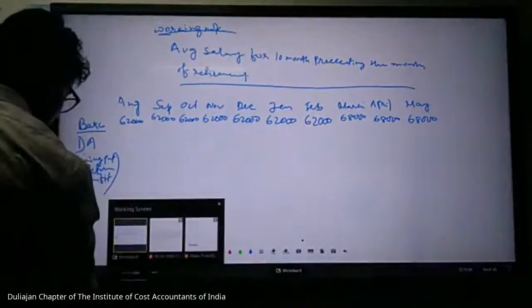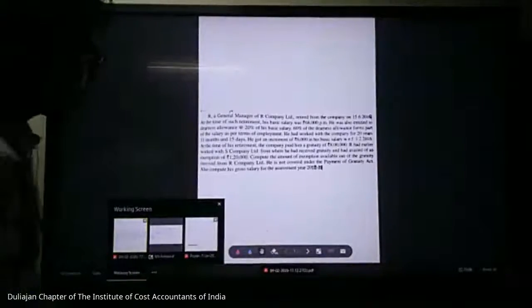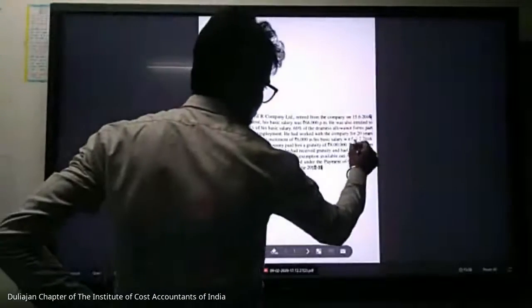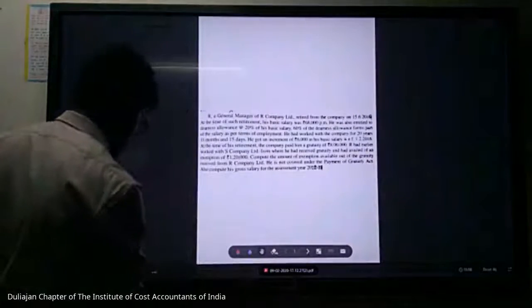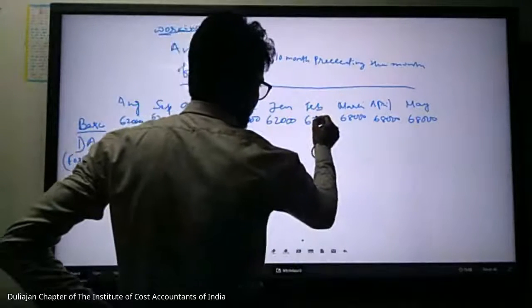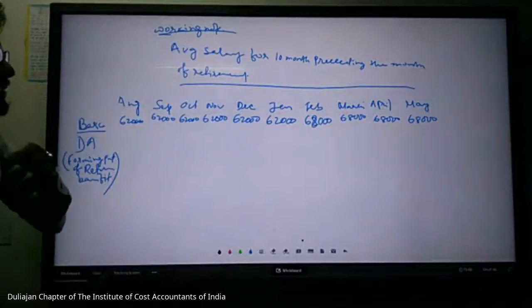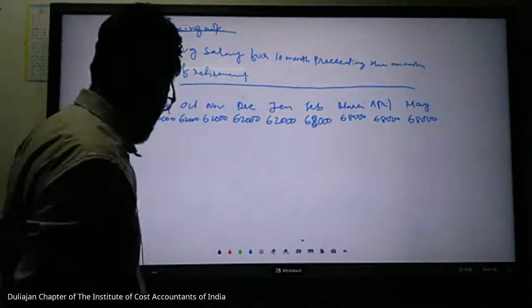Okay. See, here it says the person got the increment with effect from 1st of February. So in the month of February also he will receive 68,000. Correct. In the month of February also he will receive 68,000.